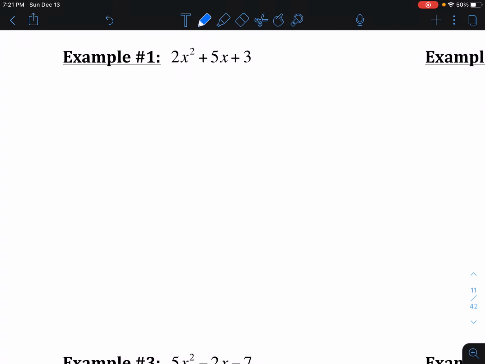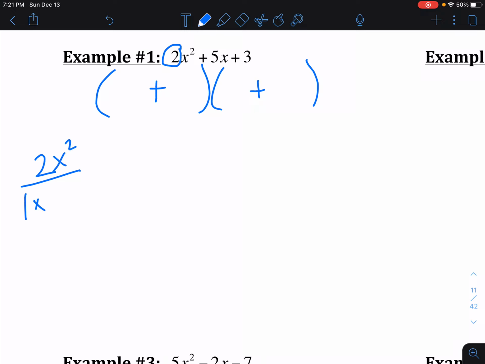All right, so for the guess and check method, just go right to parentheses right away. And then go to your signs. Well, we got plus plus here. That's pretty common sense. Everything's a plus. Now, we want to look at the first term and go, okay, 2x squared. The only way you could break up 2x squared is 1x and 2x, right? Because 2 is a prime number. So that means we could put 1x and 2x.